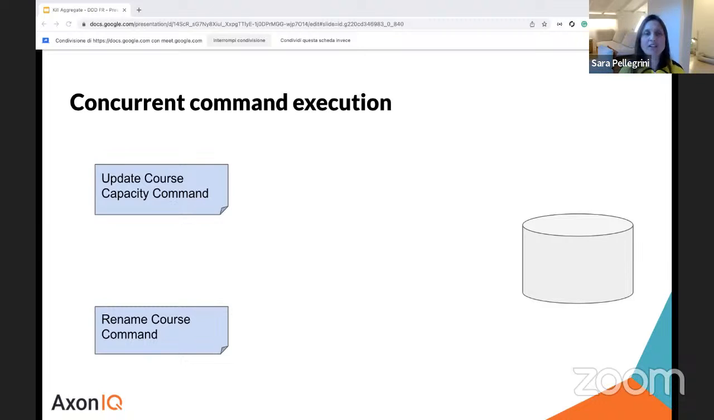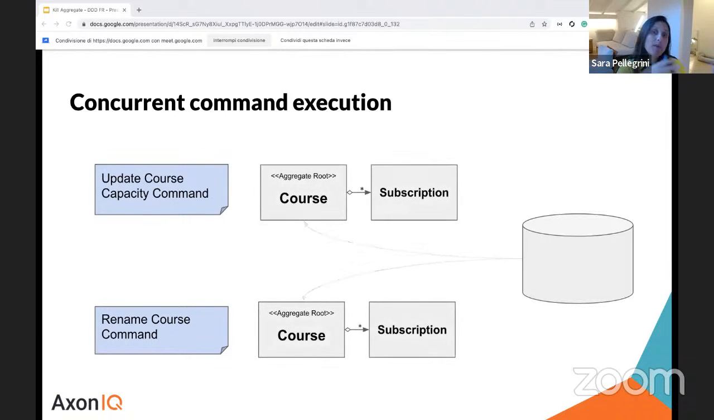Both commands are handled at the same time. That means that two replicas of the same aggregate instance are loaded. Each is updated based on the command being handled. And the problem arises when you try to persist the transaction. Since the aggregate guarantees internal consistency, it is not possible to accept two concurrent modifications. While the first of the two transactions will be accepted, the second will be rejected. It doesn't matter that within the aggregate the two modified pieces of data are completely independent.